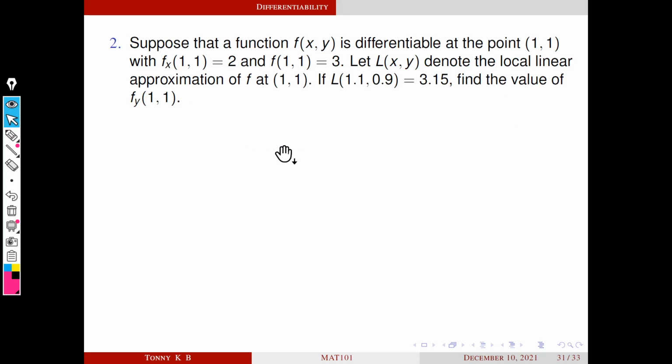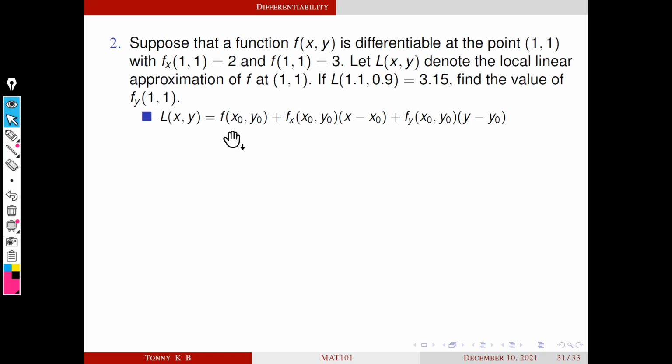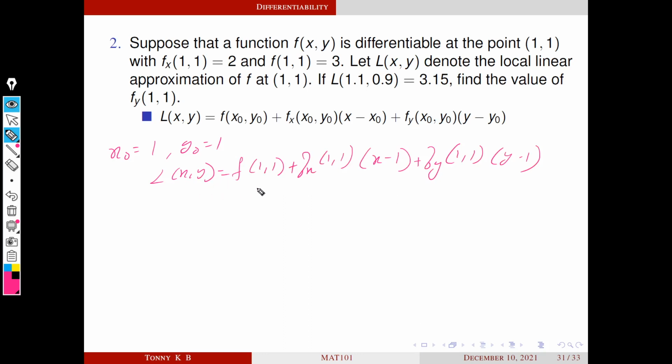Okay. And we know that the local linear approximation of this function, that is Lxy, is equal to this one. And what is x0 and y0? Yes, here x0 is 1 and y0 is 1. So what is our Lxy? Our Lxy becomes f of 1, 1 plus fx at 1, 1 into x minus 1 plus fy at 1, 1 into y minus 1. It is given that L of 1.1, 0.9 is equal to 3.15.